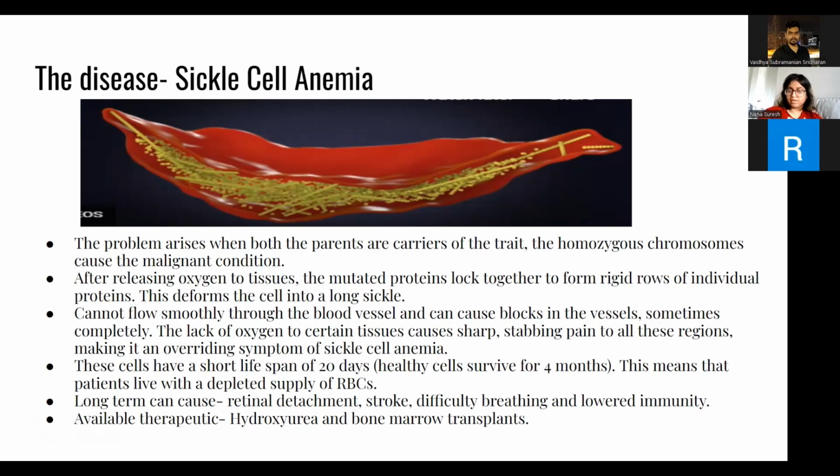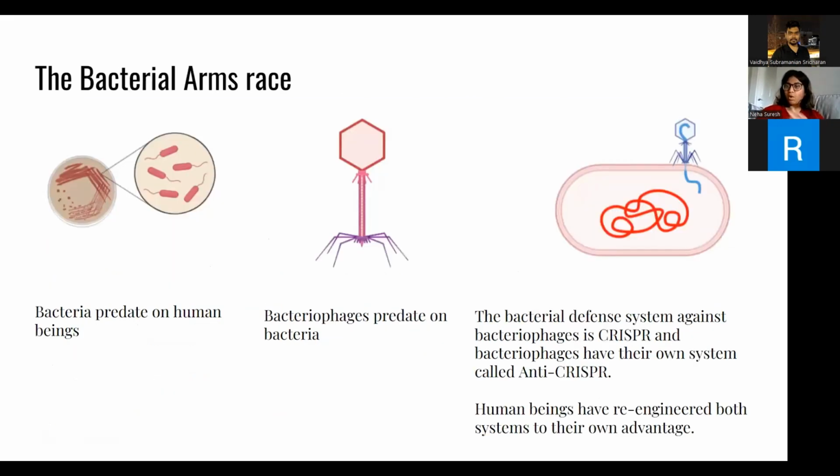The available therapies right now are hydroxyurea and bone marrow transplants. Hydroxyurea is a chemical solution, whereas bone marrow transplants are usually from a close relative, usually a sibling, and have a very high rate of rejection. So how are we using CRISPR in both malaria as well as sickle cell anemia?